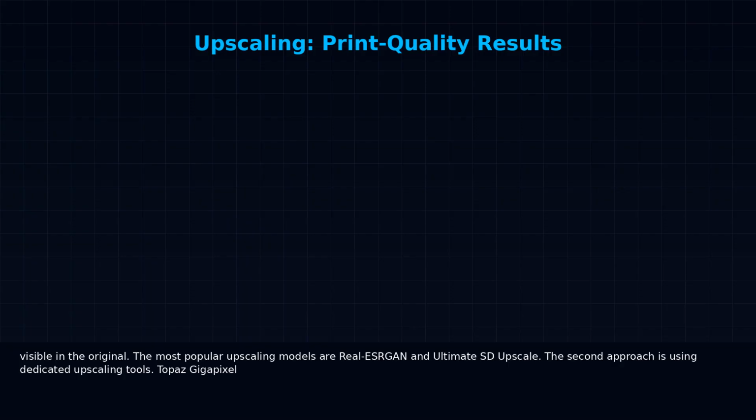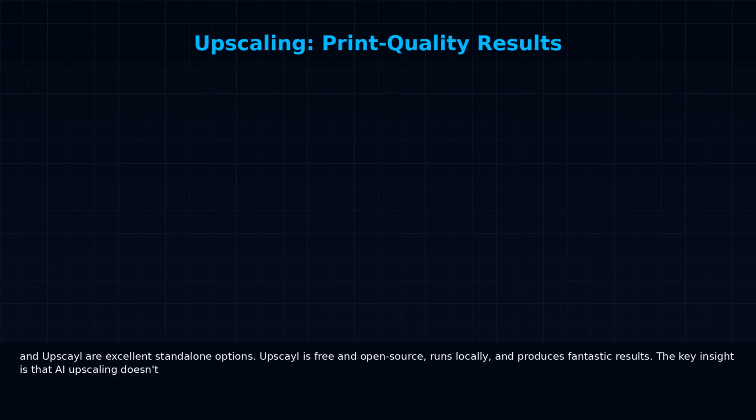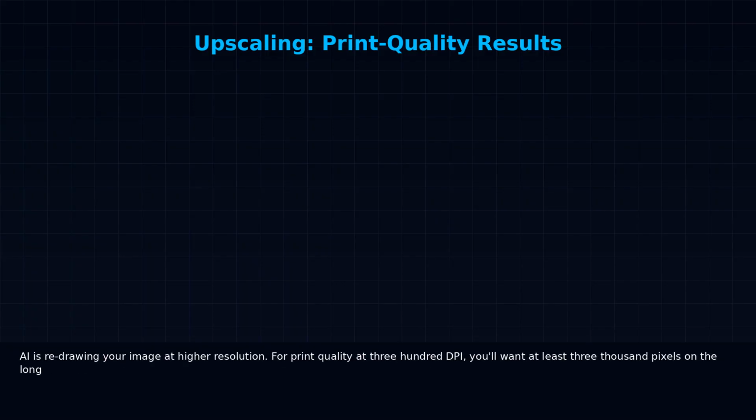The second approach is using dedicated upscaling tools. Topaz Gigapixel and Upscale are excellent standalone options. Upscale is free and open source, runs locally, and produces fantastic results. The key insight is that AI upscaling doesn't just stretch the image, it reconstructs detail using pattern recognition. A blurry eye becomes sharp, a fuzzy texture becomes crisp. It's almost like the AI is redrawing your image at higher resolution.